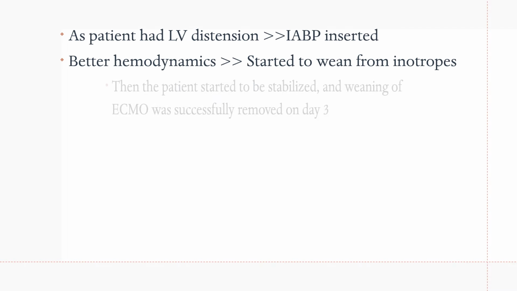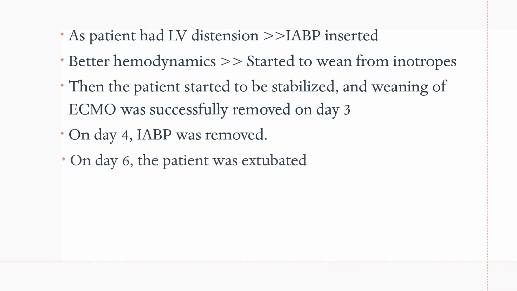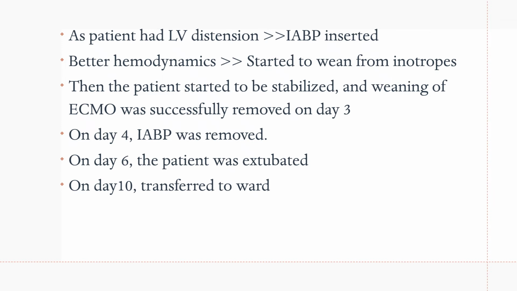As the patient had LV distension, an intra-aortic balloon was inserted, with better hemodynamics, so we started to wean inotropes. Then the patient started to stabilize. Weaning of ECMO was successful on the third day. The aortic balloon was removed on the fourth day. The patient was extubated on the sixth day. Then on day 10, the patient was transferred to the ward.